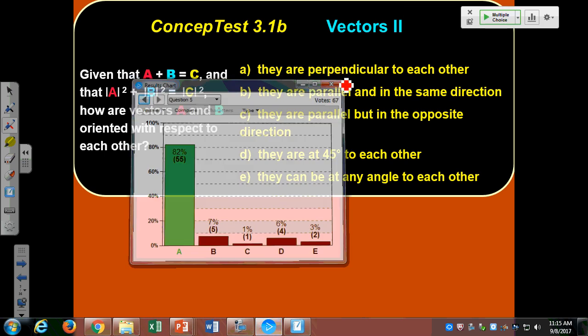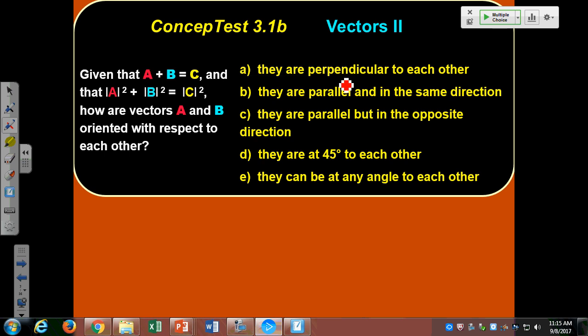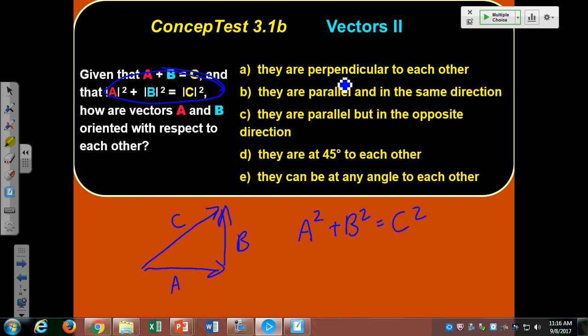A is right. They're perpendicular to one another because that relationship is called the Pythagorean theorem. So this is the Pythagorean theorem. That means that the vector A and the vector B are like this, and then the vector C is like this, such that a squared plus b squared equals c squared. That has to be true, but they have to be perpendicular to one another. You're going to use the Pythagorean theorem for this part, for the test, when we actually are adding vectors.